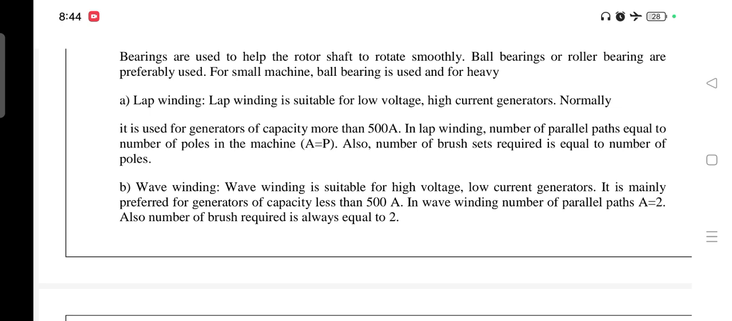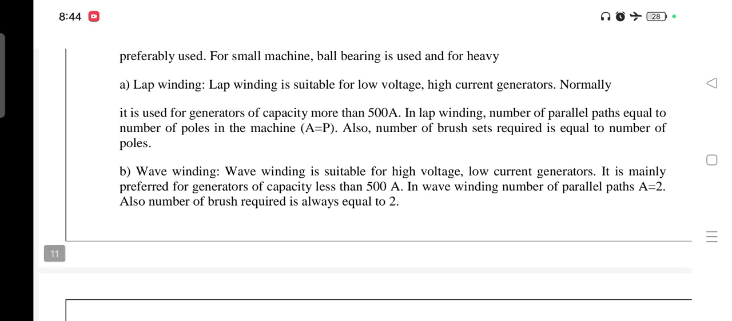Here also there are two types, lap winding and wave winding. Lap winding is suitable for low voltage and high current, and wave winding is suitable for high voltage and low current.